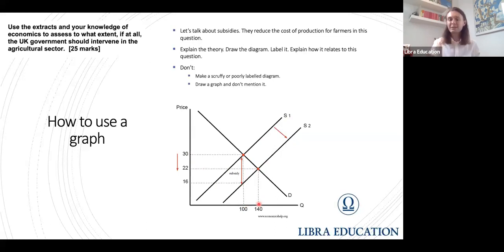You've clearly then explained what the subsidy has done. It's moved from S1 to S2. And that's how you use a graph effectively.